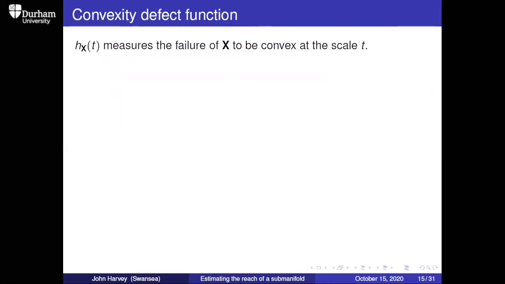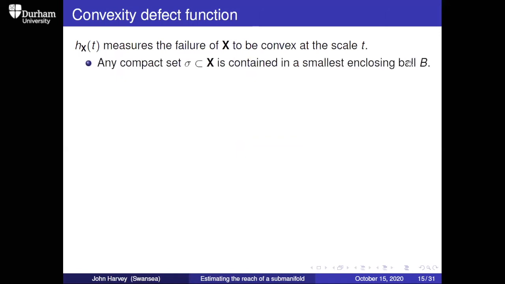We look at something called the convexity defect function, which measures to what extent a manifold is not convex. No compact manifold can ever be convex because it has to curve around on itself. But if you look at it at a small enough scale, it looks almost linear. So it's not that far from convex if you look at a little part of it. This is a way of quantifying that.